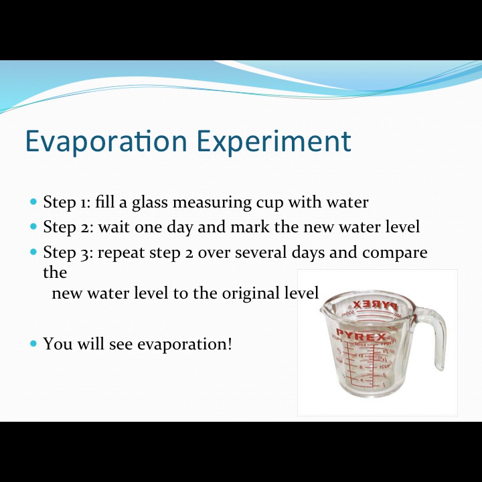To see evaporation for yourself, there is a very simple experiment you can try. Step 1 is to fill a glass measuring cup up with water. Then wait 1 day and mark the new water level. Over the next few days, continue to mark the water level as it goes down. The water that is missing from the cup has really just evaporated into the air.